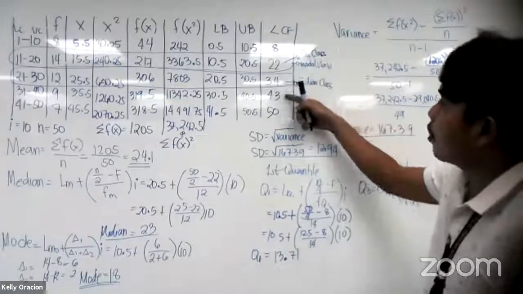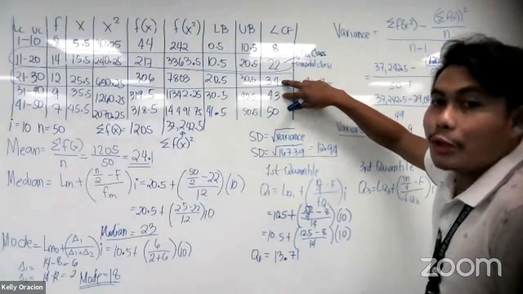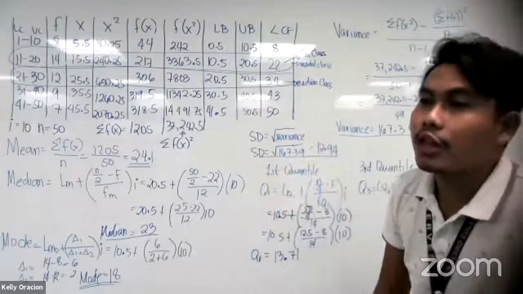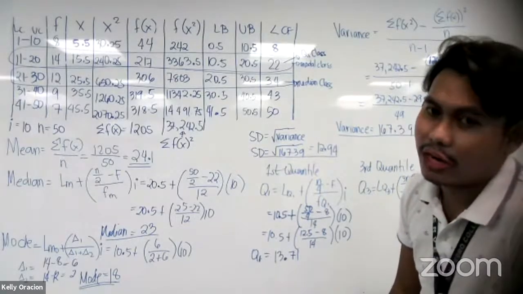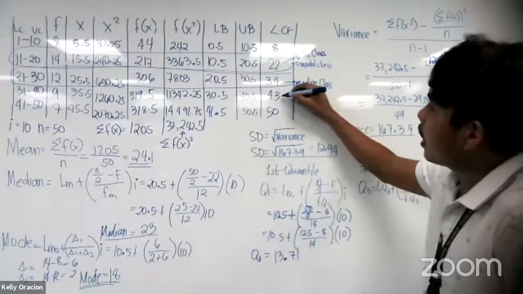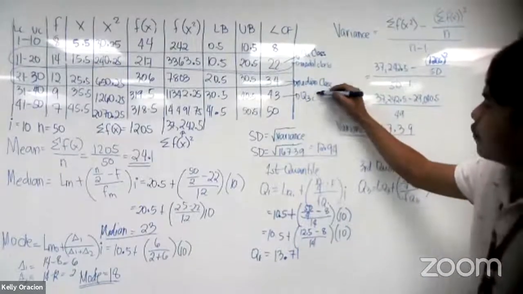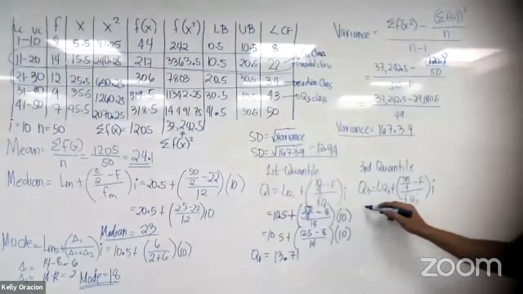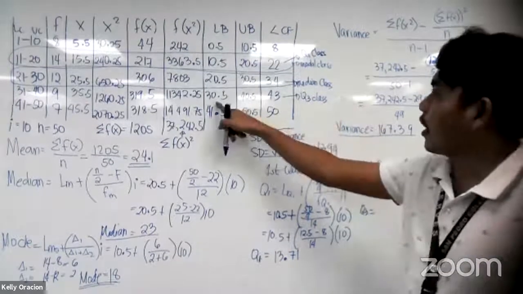You won't find 37.5 here, but 37.5 is in between here. 34 cannot be the third quantile class because it is already past it. So it should be 43. 43 is our third quantile class. So this is our basis for the third quantile class. You have the lower boundary of this third quantile class, which is 30.5.